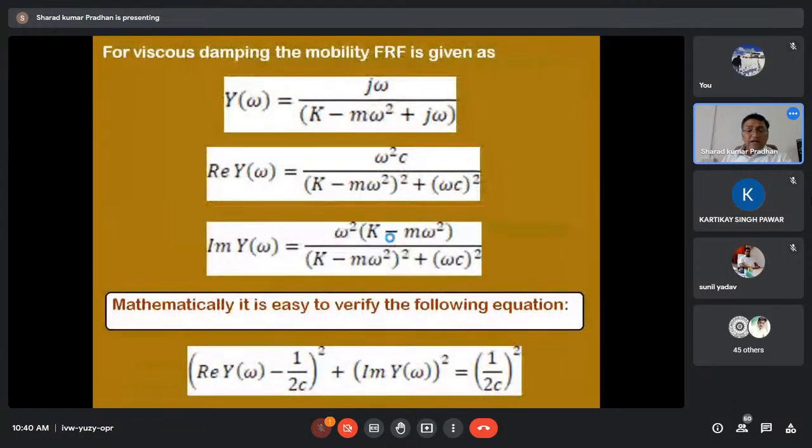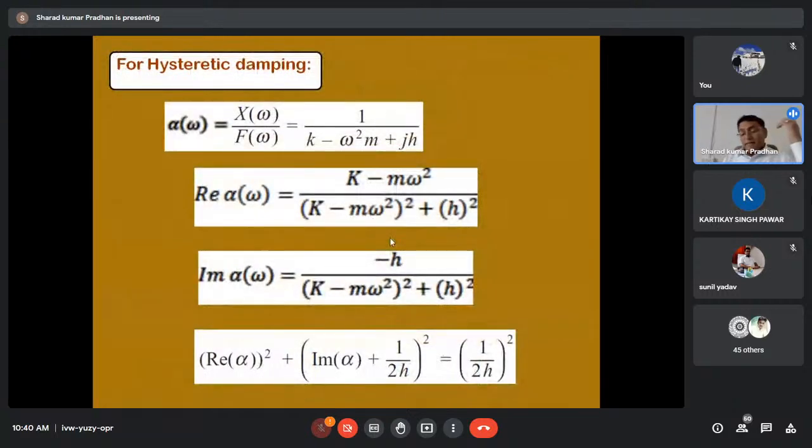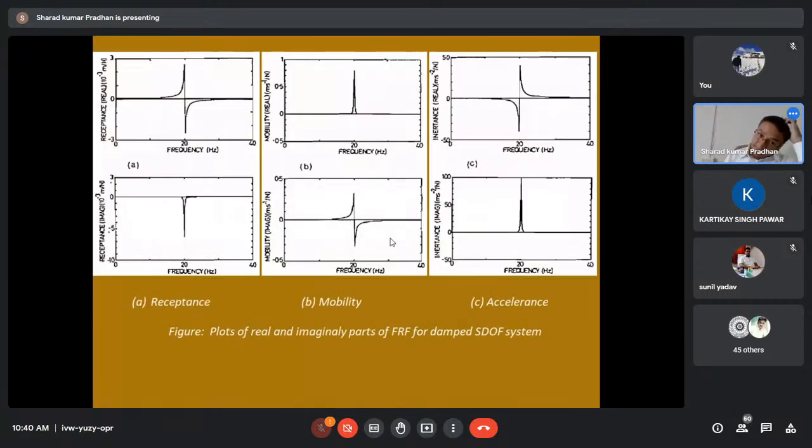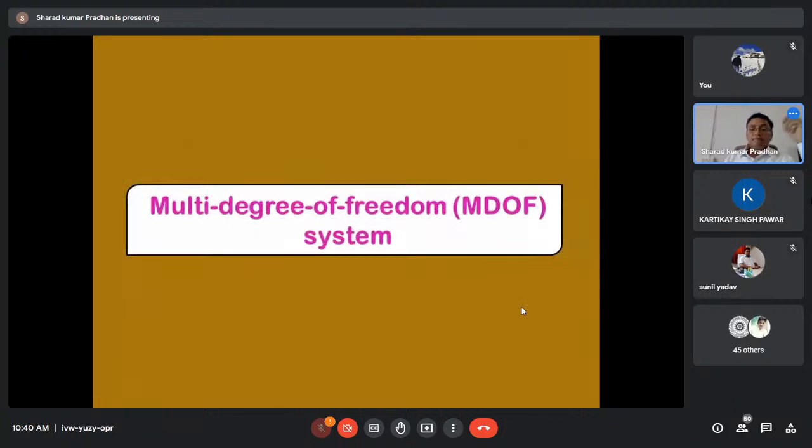And we are also having real and imaginary components like this. This is real part. This is imaginary part of receptance, means displacement FRF. This is real and imaginary part of mobility, matlab velocity FRF. This is real and imaginary part of accelerance or inertance, that is acceleration FRF for single degree of freedom system. Now I am switching over to multi-degree of freedom system.